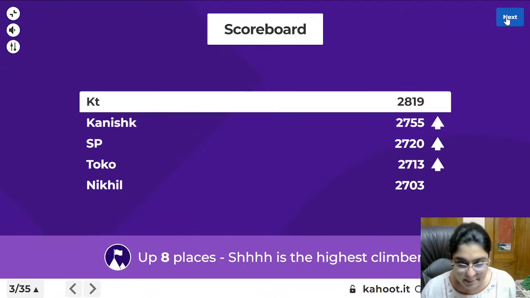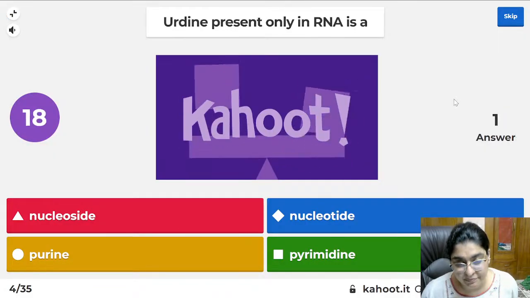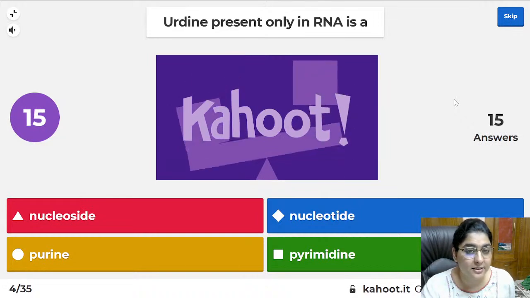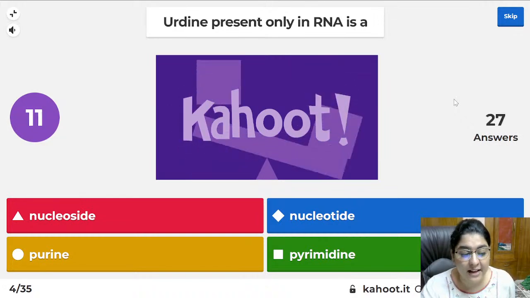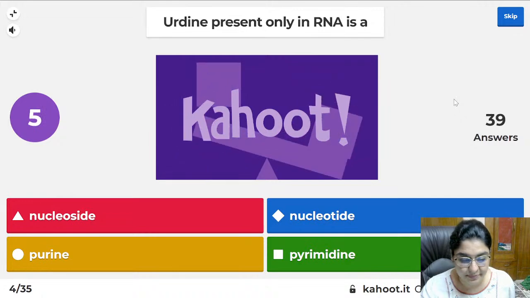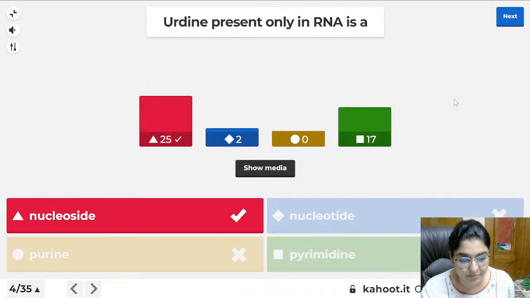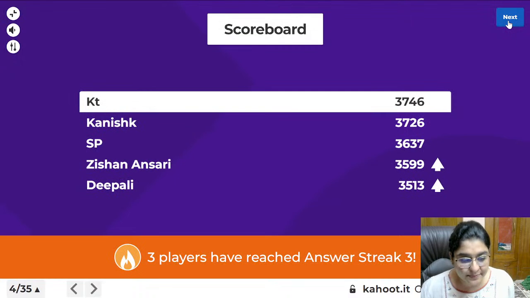Oh, it's a lot of up and down. Uridine present only in RNA. So I hope you know we have uracil, we have uridine, we have uridylic acid. What are these? Very good. Cytosine plus sugar is cytidine. Uracil plus sugar is uridine. And nitrogenous base plus sugar is none other than a nucleoside. Wonderful. So it's not only pyrimidine.